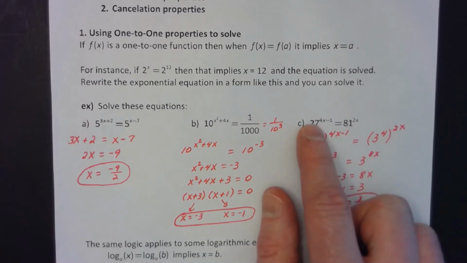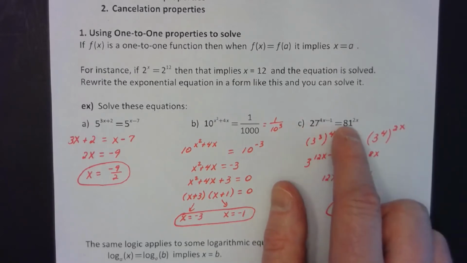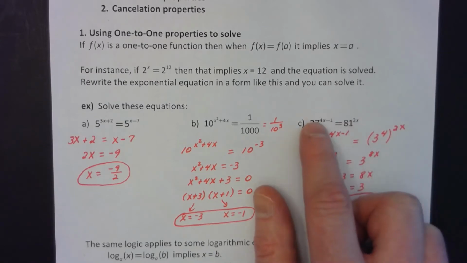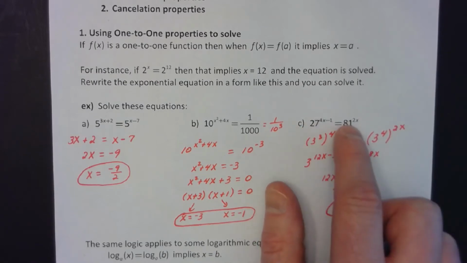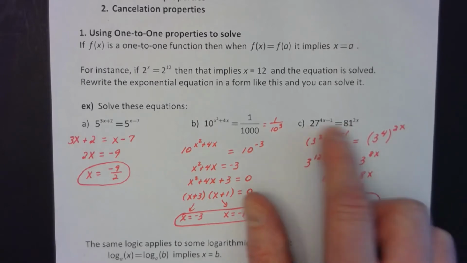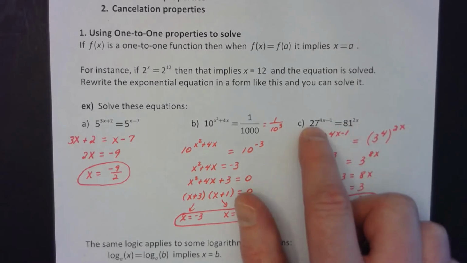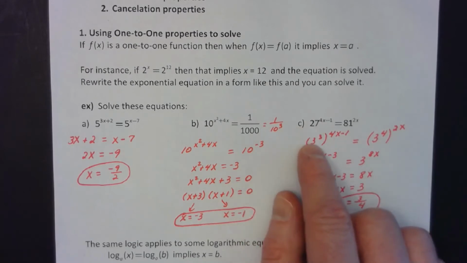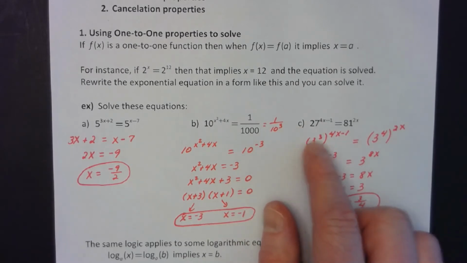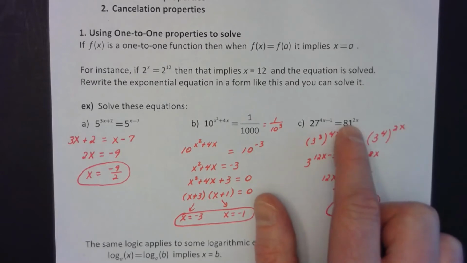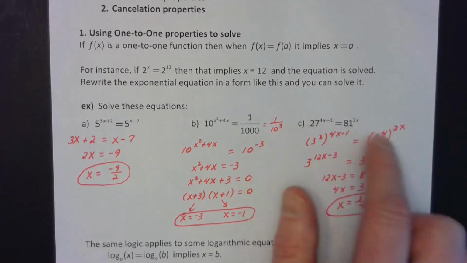So rather than even try to do that, I say, hey, 81 is a multiple of 27 times 3. How about I get these numbers to be both base 3? And I say, well, 27 is just 3 to the third power. 3 times 3 times 3 is 27. 81 is one more power of 3, so it's going to be 3 to the fourth power.